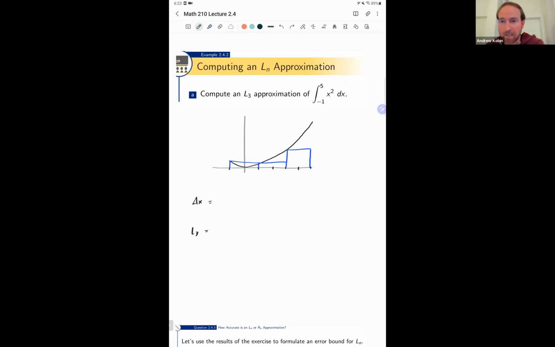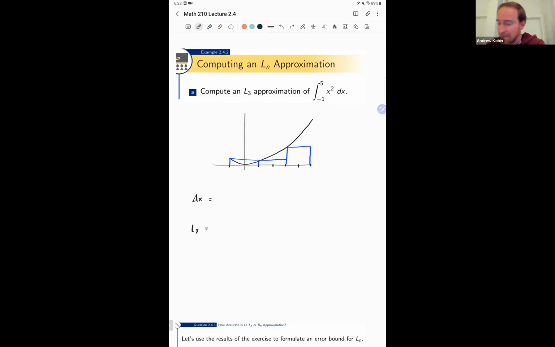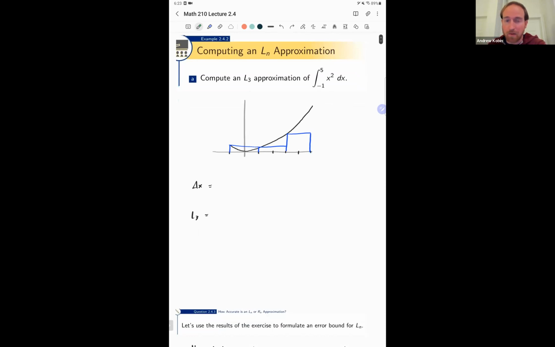But you can already start looking at the question of, is this an over or an under approximation, just once we have the graph in front of us. Let's first start by finding delta x, that's part of the formula for L3. In this case, we're always going to take the total interval, which is from -1 to 5, and chop it up into n distinct but equal sized parts.